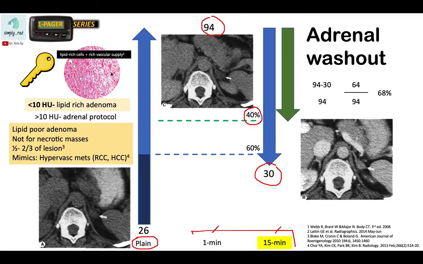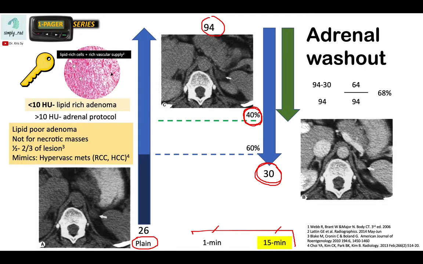Okay? So, we're expecting that it is an adenoma, adrenal adenoma, if it loses at least 40% of the contrast by the time it's already 15 minutes. Okay? So how do we put it in the equation?